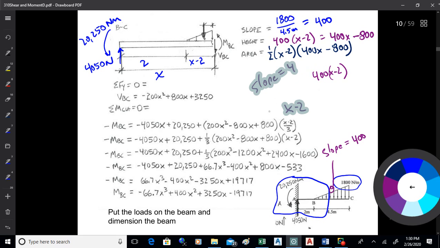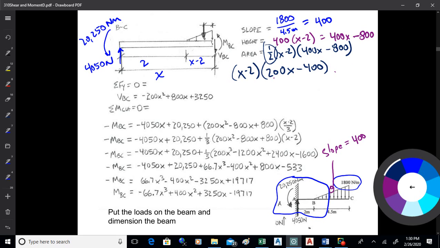So what I'd probably do to get this area is go x minus 2, and I'm going to factor that 1/2 through what's left. So that's 200x minus 400. I'm running that 1/2 through because I want to get rid of it and simplify things a bit.